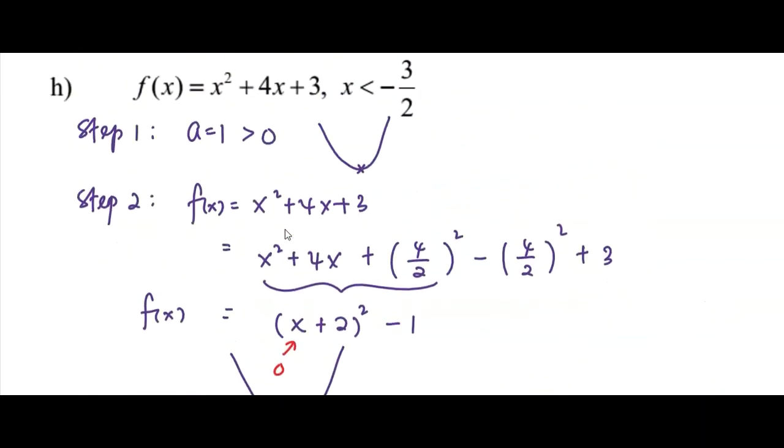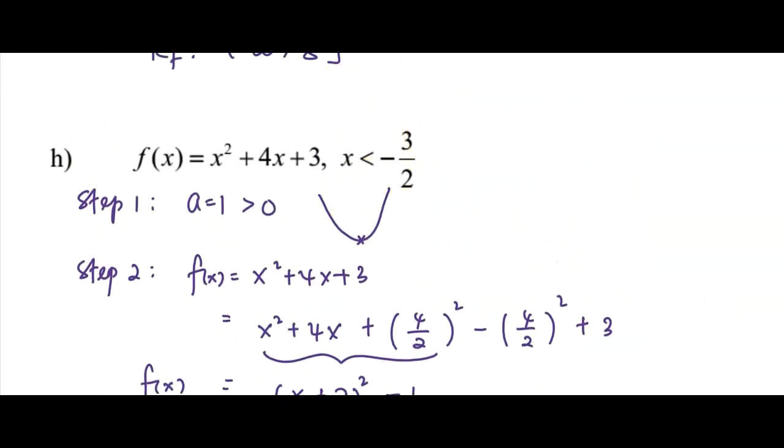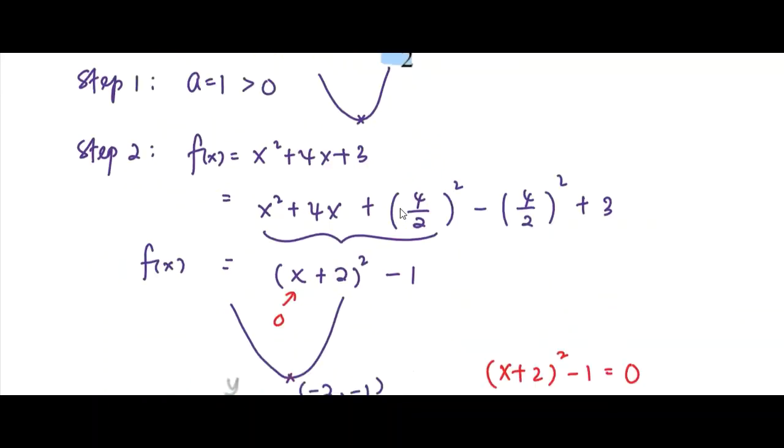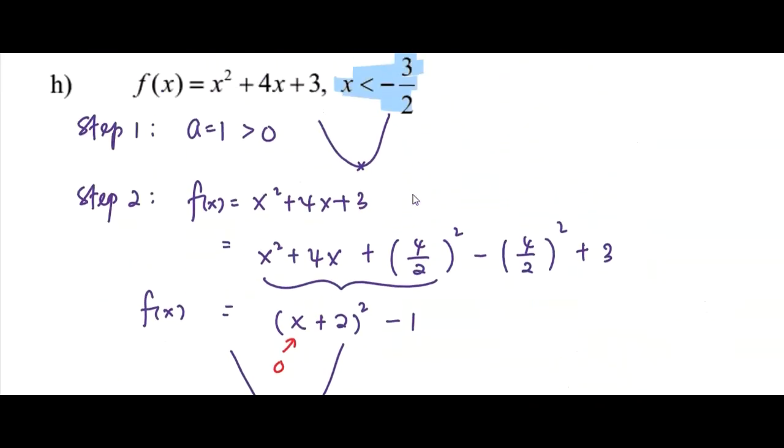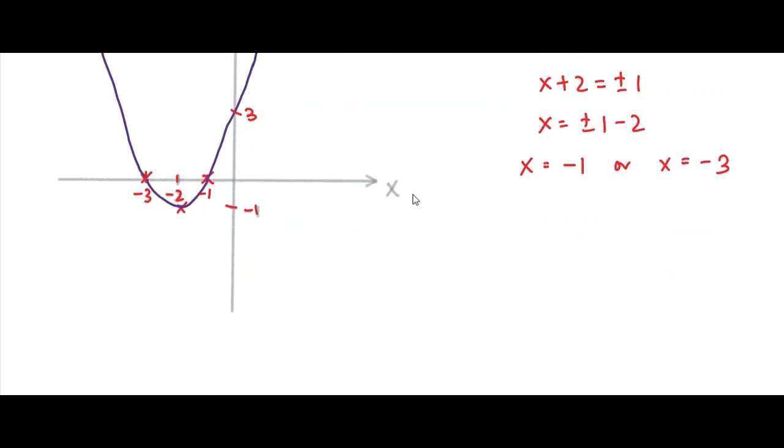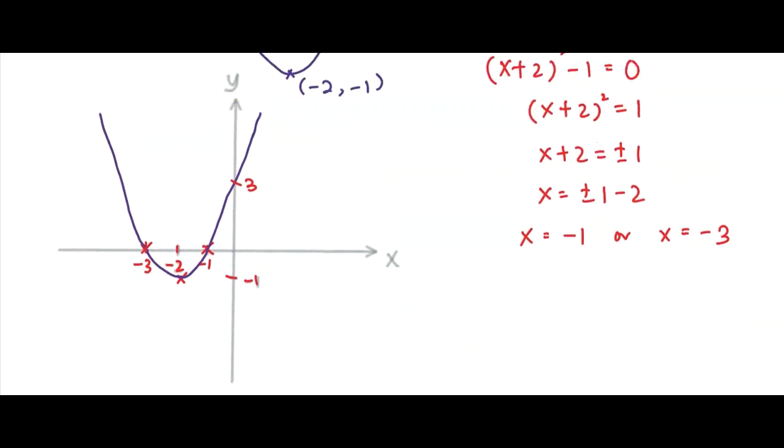And we need to check whether the question restricts the domain. Yes, the question restricts the domain to x less than or equal to negative 3 over 2. So we need to cut down the graph at x equals negative 3 over 2. That is roughly negative 1.5. Negative 1.5 will be somewhere here. So this is negative 3 over 2.